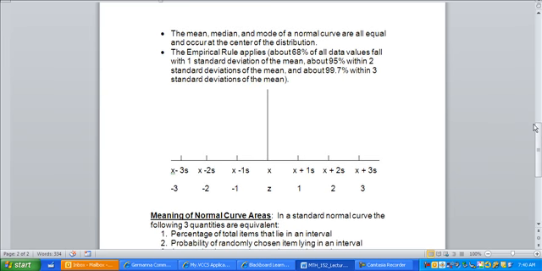The empirical rule applies. About 68% of all data fall within one standard deviation of the mean, 95% within 2 standard deviations of the mean, and 99.7% within 3 standard deviations of the mean. So let me add our curve, and you'll need to add it on your notes as well. And what we find is that the graph out here at the ends is going to get closer and closer to this x-axis, but it will never touch it or cross it.